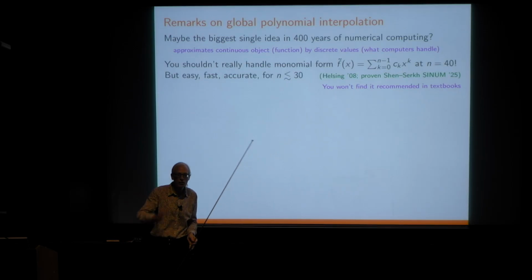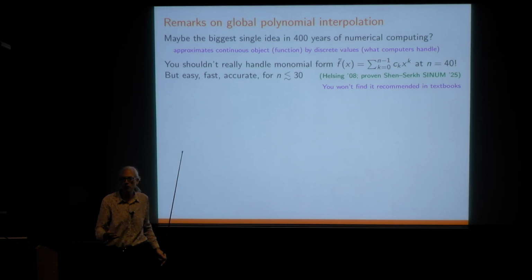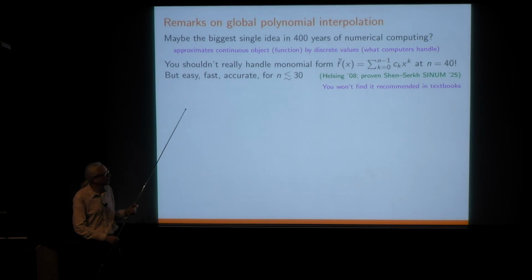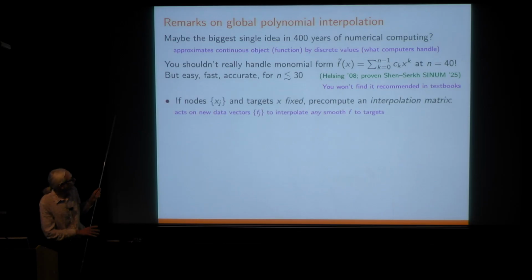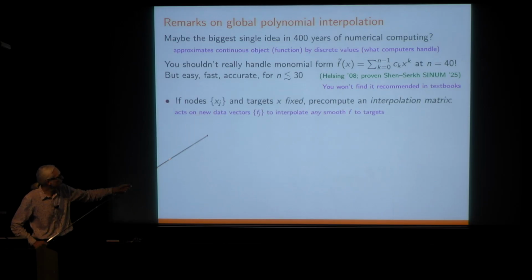The textbooks never say solve for the monomial coefficients by inverting an exponentially ill-conditioned matrix, which is what we've just been doing the whole time. But it's actually stable, and they've proven it. So that's why I'm teaching you this way to do it. It's not standard.